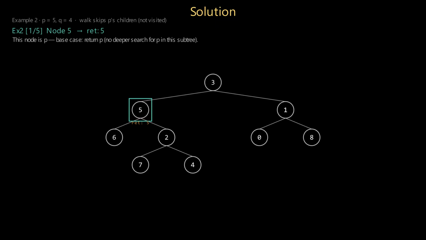That visit is P, 5 is one target, 4 lies in its subtree. The lowest common ancestor is P itself, 5 is on the path from the root to 4. The code hits the base case at P and returns immediately, so it never recurses into the children of P for this search. That is the early exit.